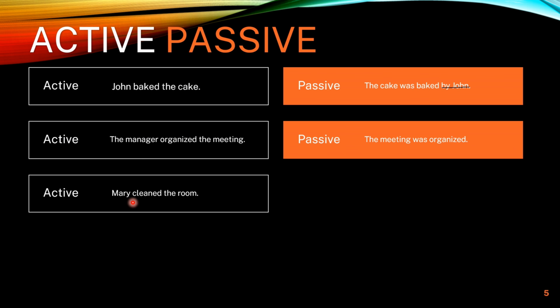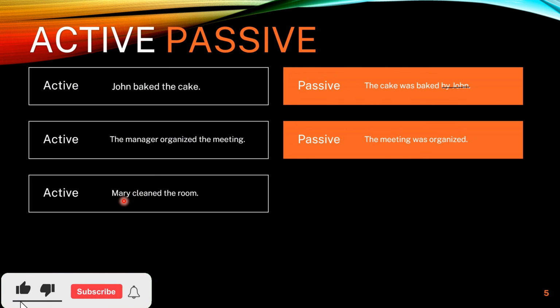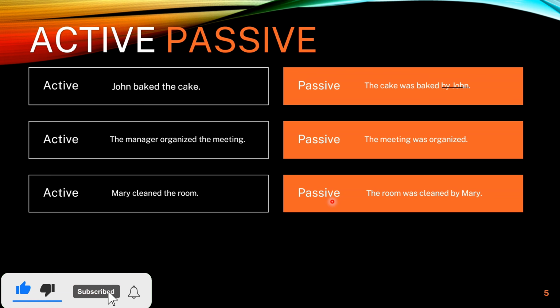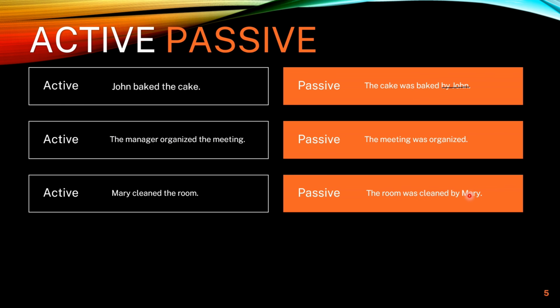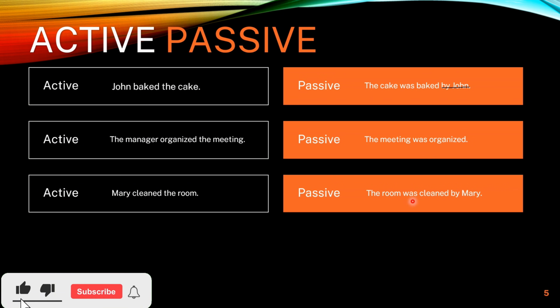Makes sense. Next, we have Mary cleaned the room. Who cleaned the room? Mary, right? So importance goes to Mary. When we move to the passive, we will say the room was cleaned. If we just skip this by Mary, the sentence is still complete. The sentence gives its full meaning to the reader.